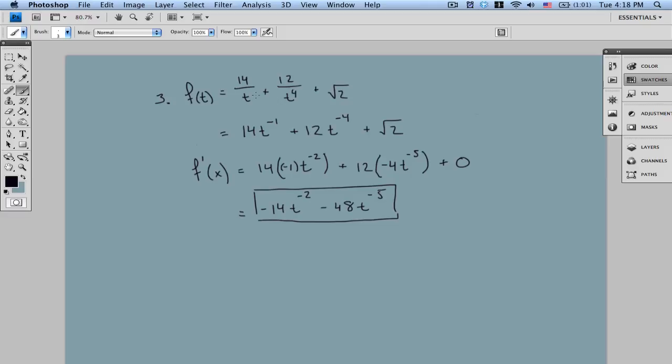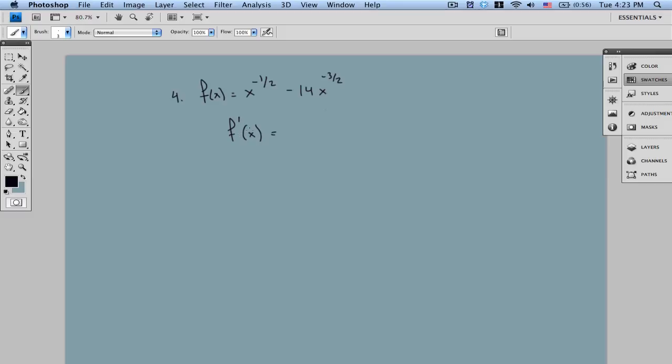If you want to write it to look a little bit more similar to how it was given, you can write this first term as 14 over t squared, and this second term is minus 48 over t to the 5th. One more example of this type.